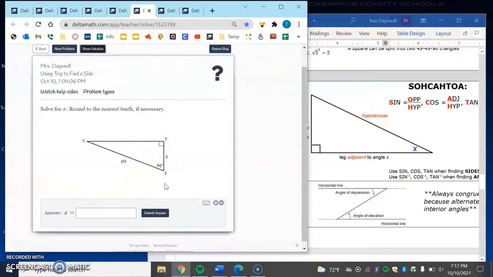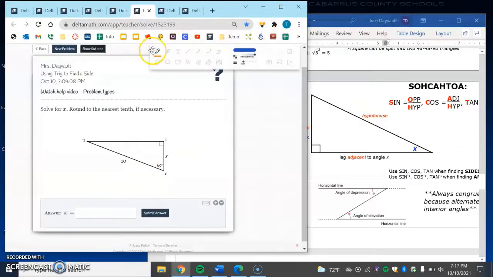How are we going to do that? Well, we only have one side length. If we had two side lengths, we could use the Pythagorean theorem, but we only have one side length, and we have an angle. So anytime we have a side length and an angle, we can use our trig ratios.